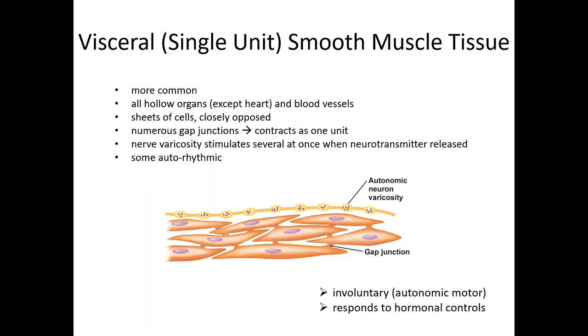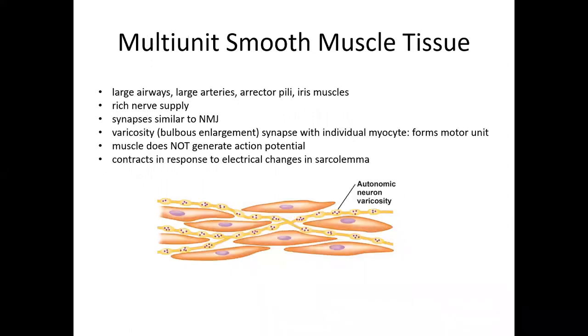Oh, and also want to tell you, this would be autonomic motor because it's involuntary. And this type, the visceral, will respond to hormonal control. So remember, the uterus, a viscera, hormones, it all makes sense.